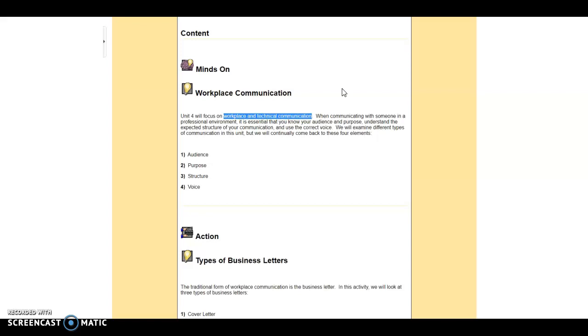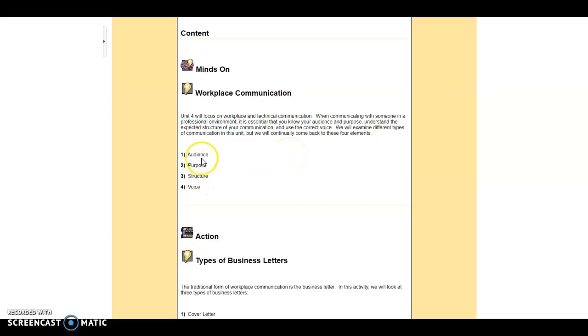whether that be between coworkers or between an employer and an employee, or whether that's someone trying to apply for a job or to gather information about something in a professional environment. We'll look at a wide range of different communication that goes on, again, both in the workplace and I guess we could say in professional environments.